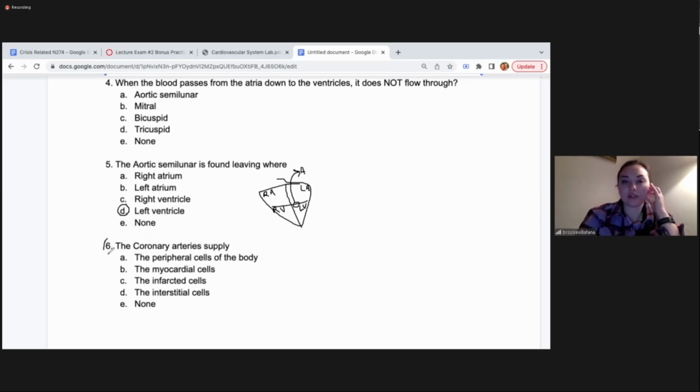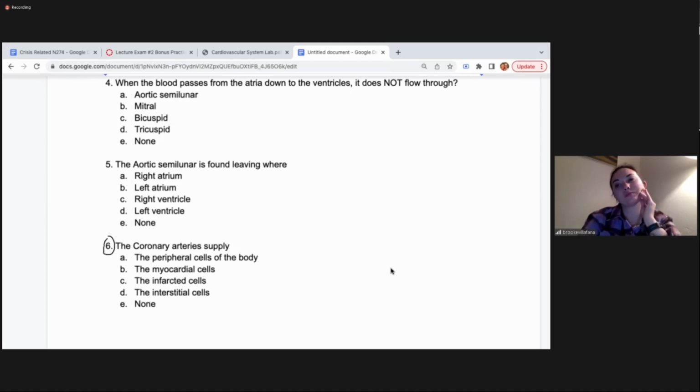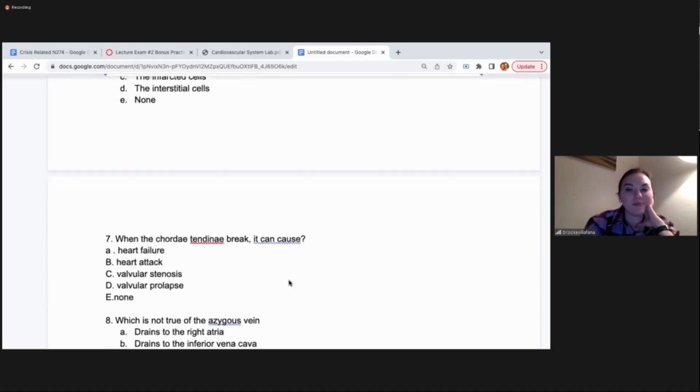All right, so question 6, the coronary arteries supply which of these? Good. The myocardial cells, right? Number B, the myocardial cells. So the coronary arteries are going to be supplying the actual heart cells. So the myocardial cells. It seemed like it was a pretty good one for everyone.